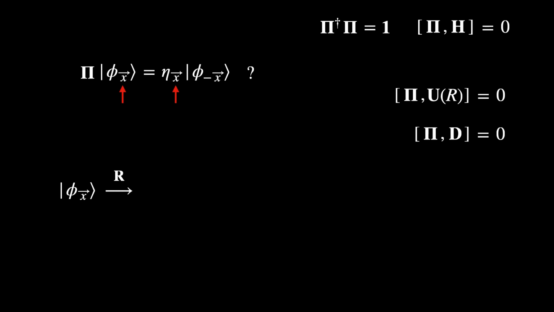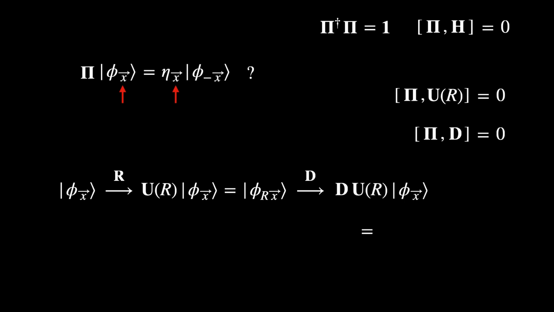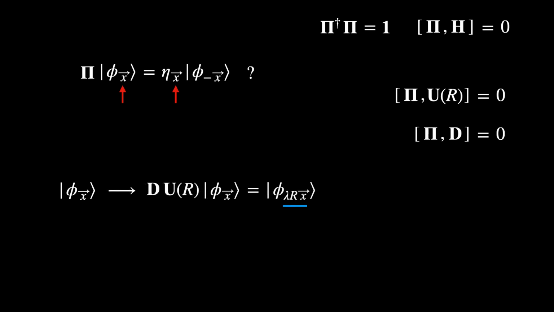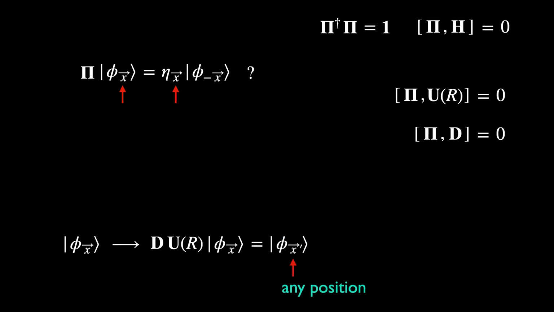Using a combination of rotation and scale transformation, we can transform the position x into any other position. The rotation R changes the direction of the vector, while the scale transformation D changes its length. Let's apply rotation and scale transformation to the parity equation above.